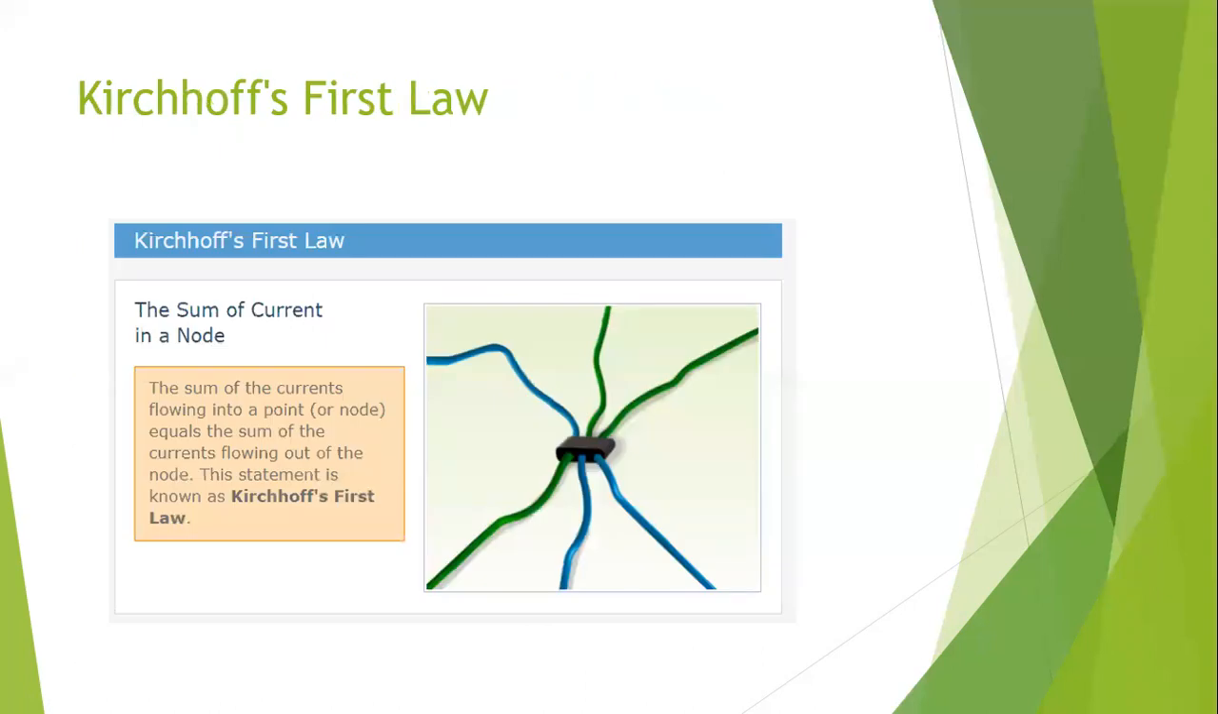Here we have Kirchhoff's first law, which is talking about the sum of currents. The sum of the currents flowing into a point or node equals the sum of the currents flowing out of the node.